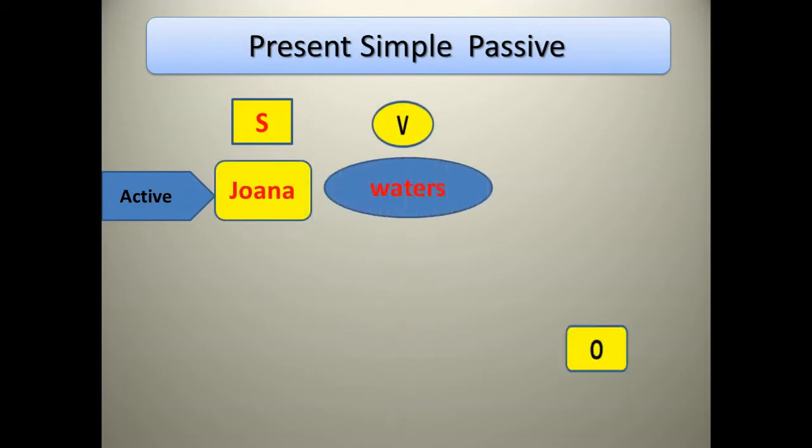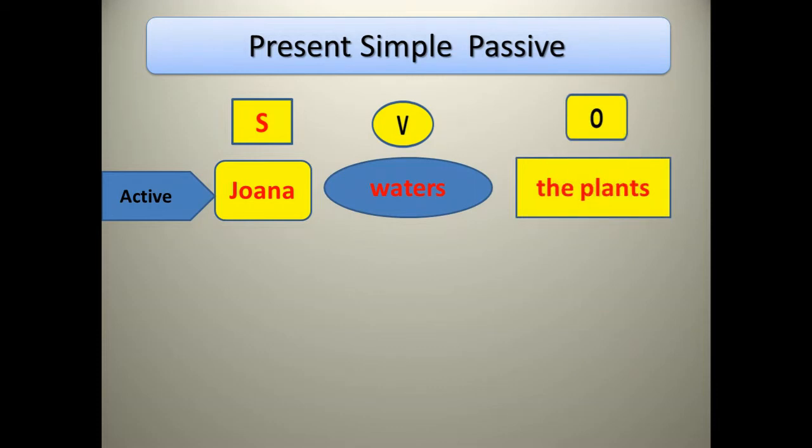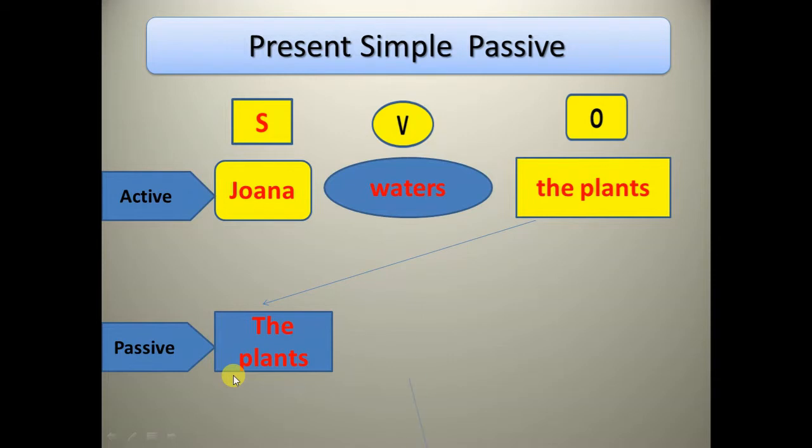We have a sentence in the active voice. Example: you already know that Joanna is the subject, waters is the verb, and the plants is the object. Now we will take this sentence and turn it into the passive. The object becomes the subject of the passive sentence, the plants. Then we check the verb, which is in the present simple, as you can see.